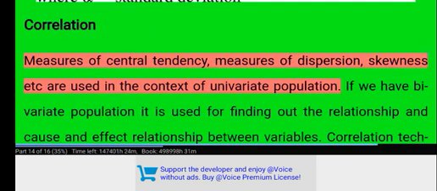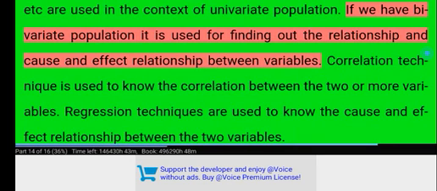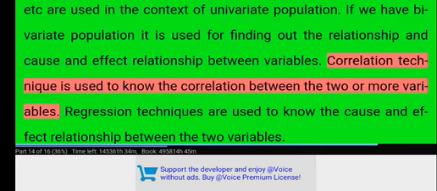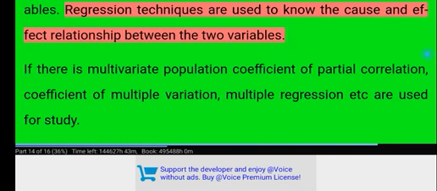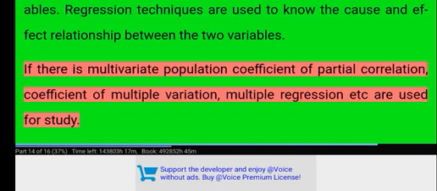Correlation. Measures of central tendency, measures of dispersion, skewness etc. are used in the context of univariate population. If we have a bivariate population, correlation is used for finding out the relationship between variables. Correlation technique is used to know the correlation between two or more variables. Regression techniques are used to know the cause and effect relationship between two variables. If there is a multivariate population, coefficient of partial correlation, coefficient of multiple correlation, multiple regression etc. are used.